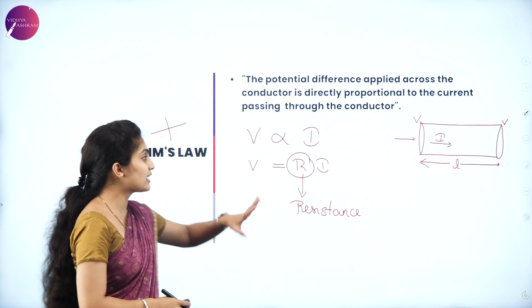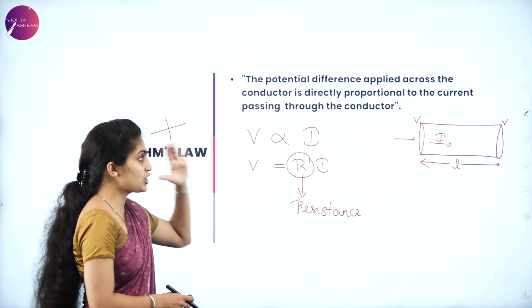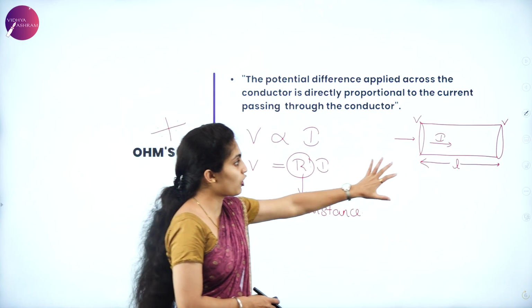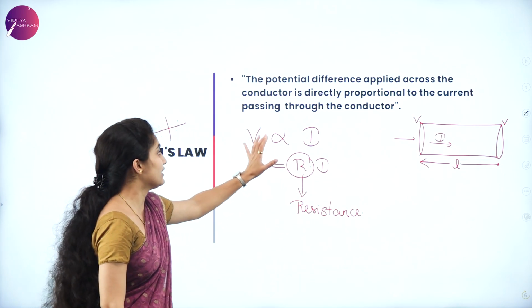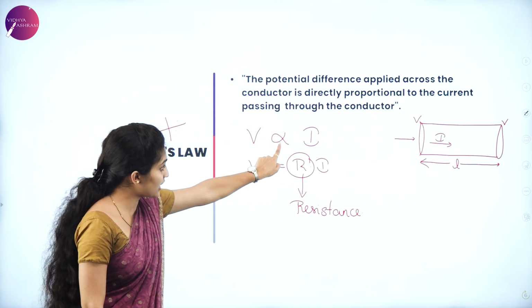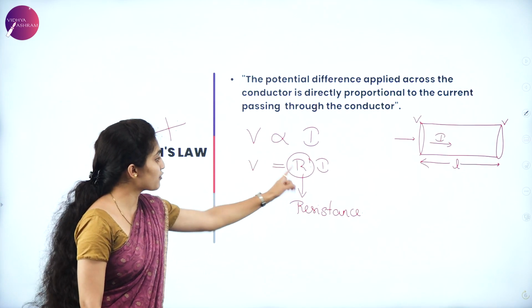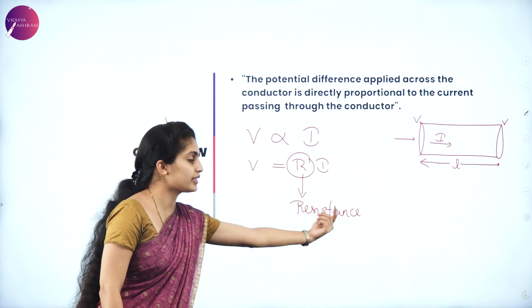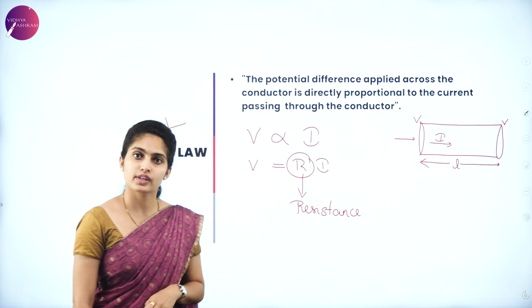So Ohm's law is nothing but, instead of memorizing this definition, you can just have a visual concept of this diagram, and you can explain it very well: the potential difference which is applied across the ends is directly proportional to the current. Removing the proportionality, you have got your R, and what is R? It is resistance. So that is all about your Ohm's law.